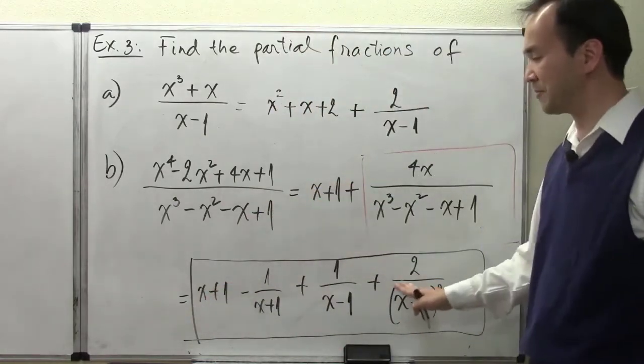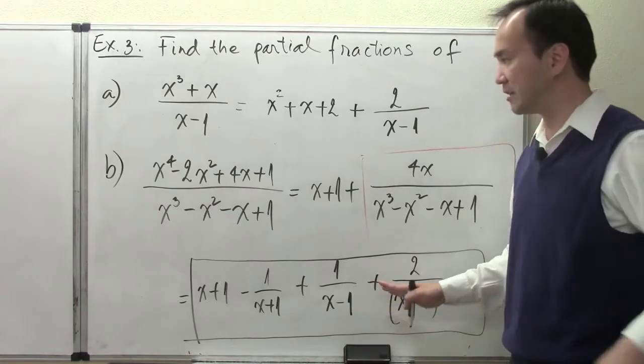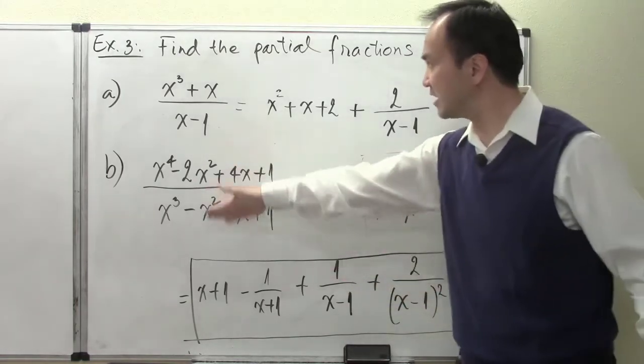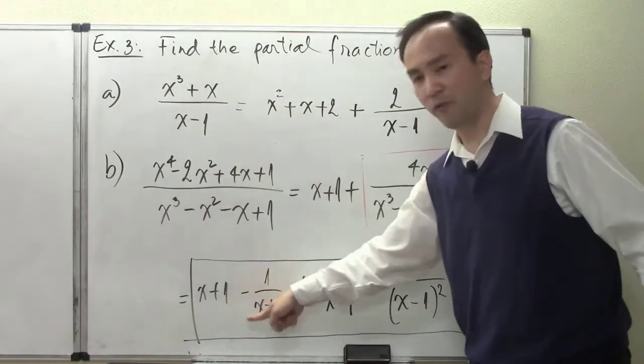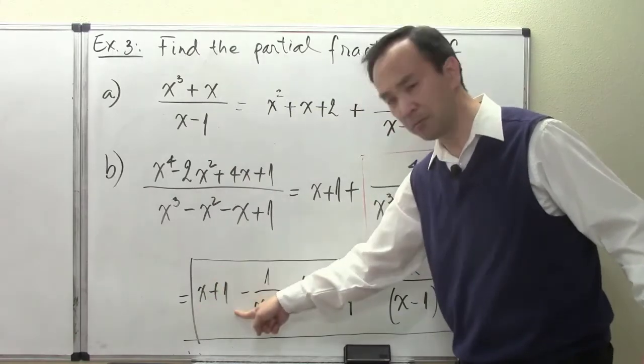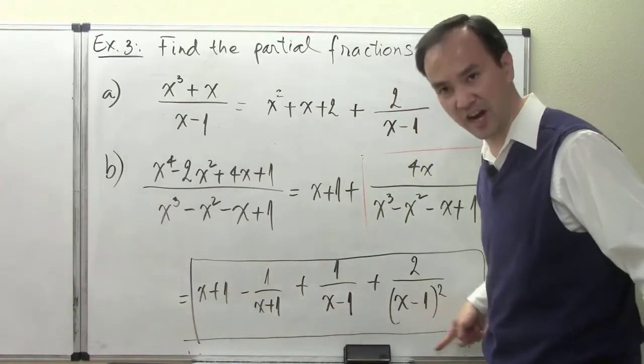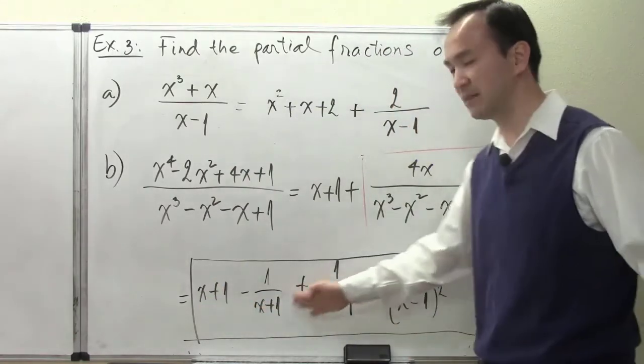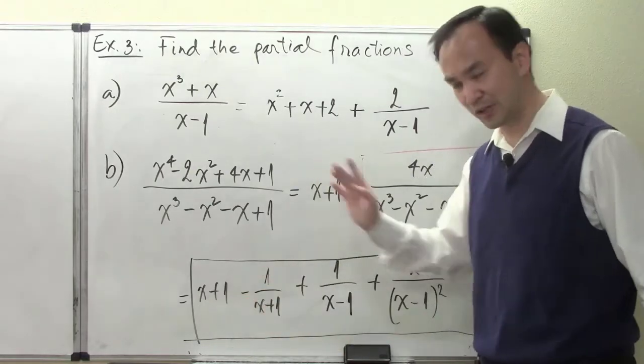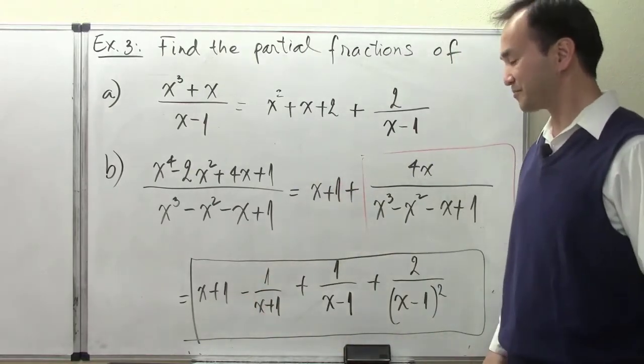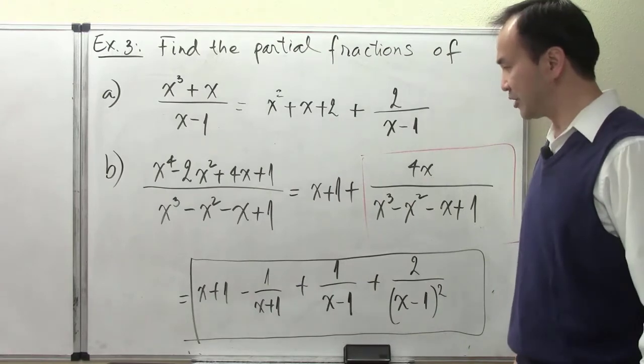So this is the final dead end answer for breaking this down into partial fractions. This is a partial fraction, that is a partial fraction, and these are all partial fractions. Okay, and none of these can be broken down any further. And that's the whole point of bringing up all of these little examples again.